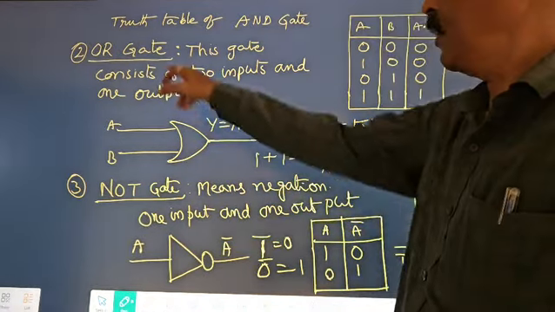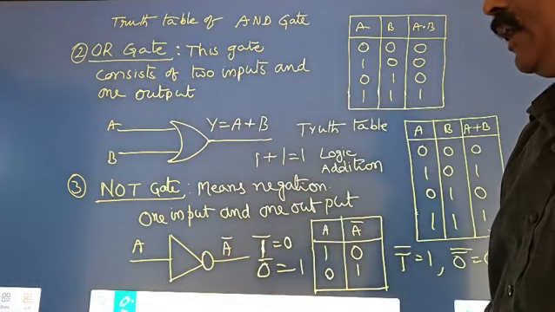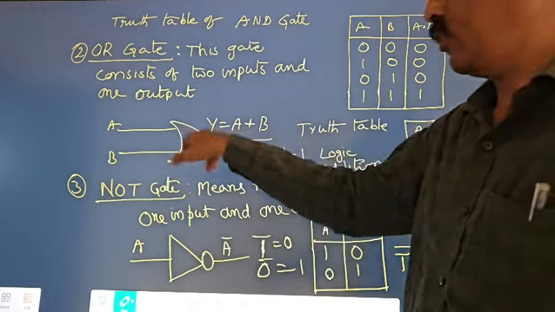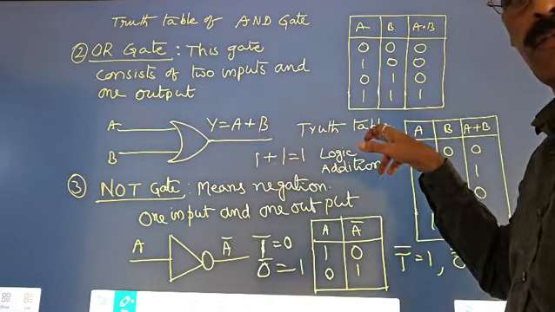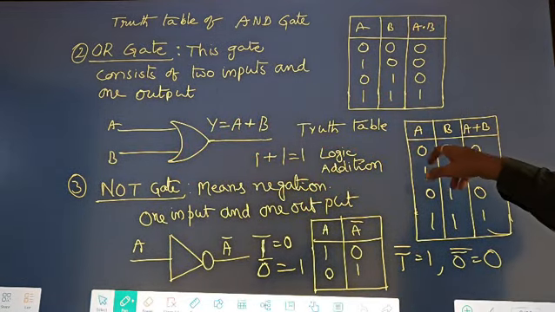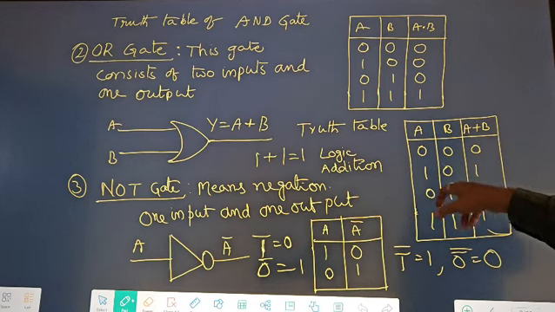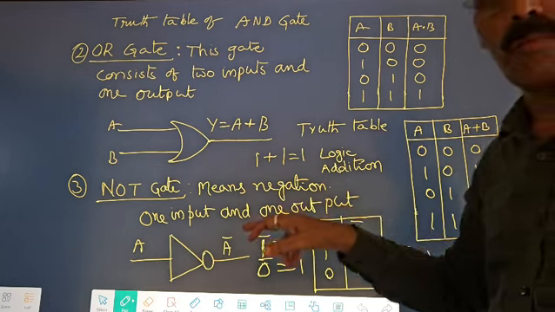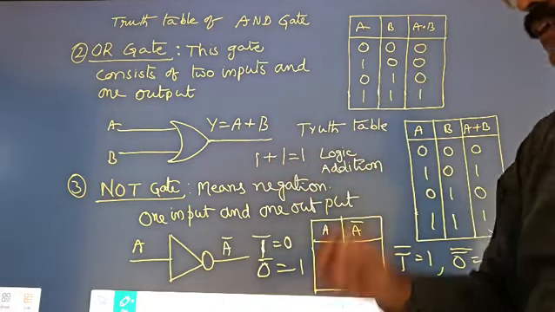The second gate is the OR gate. This gate consists of two inputs and one output as usual. A, B are the inputs, and A plus B is the output, shown in the circuit symbol. What is the truth table for the OR gate? A, B, A plus B: 0 plus 0 is 0, 1 plus 0 is 1, 0 plus 1 is 1, 1 plus 1 is 1. So don't think 1 plus 1 is 2. It is a logic addition. 1 plus 1 is 1 only in logic addition.